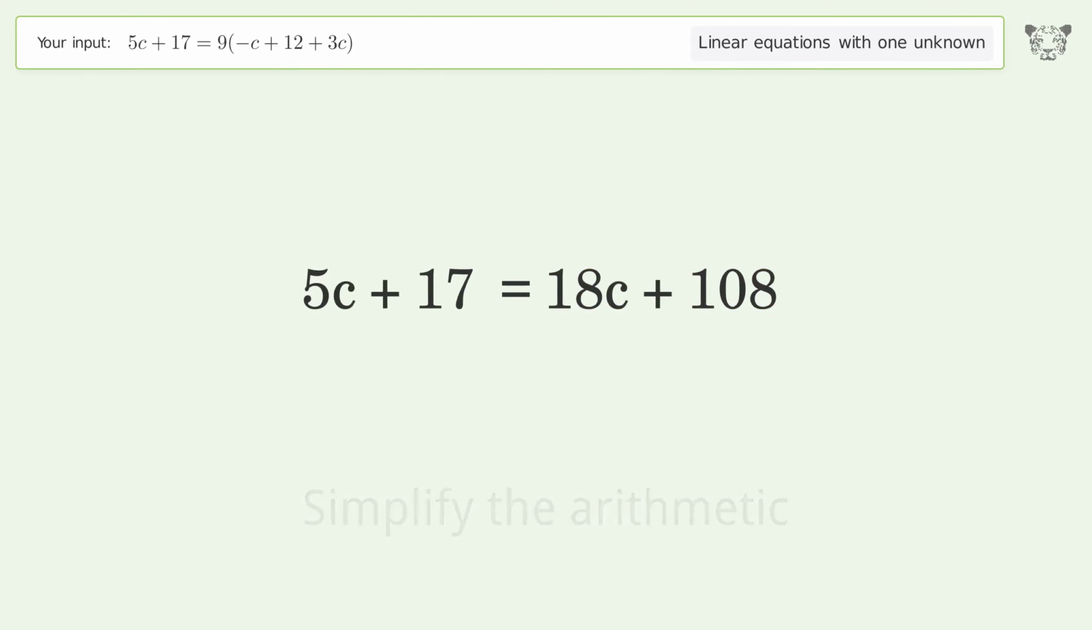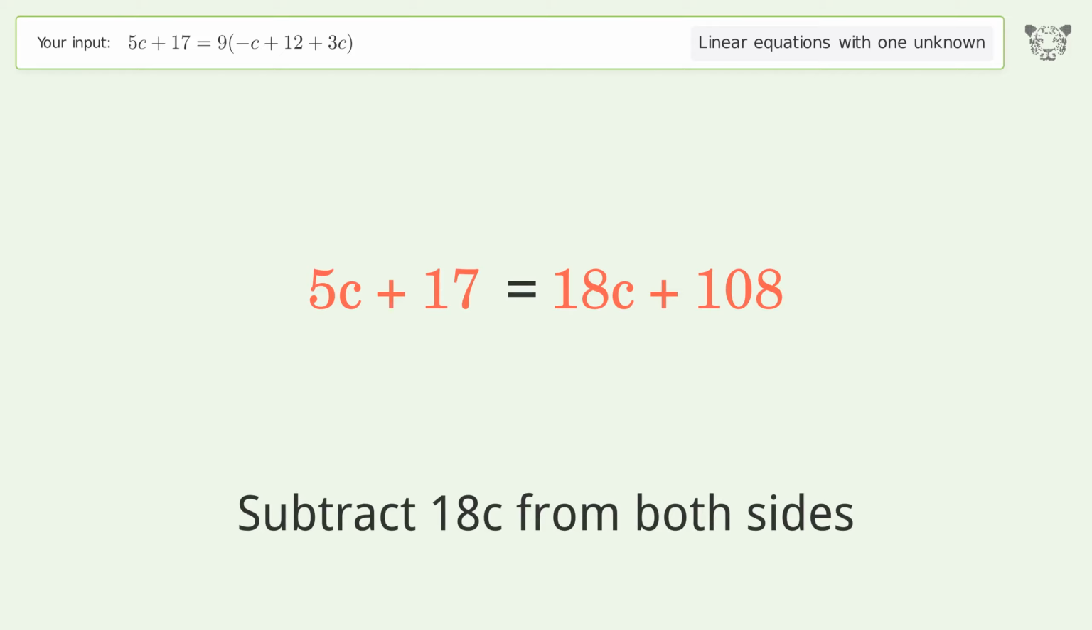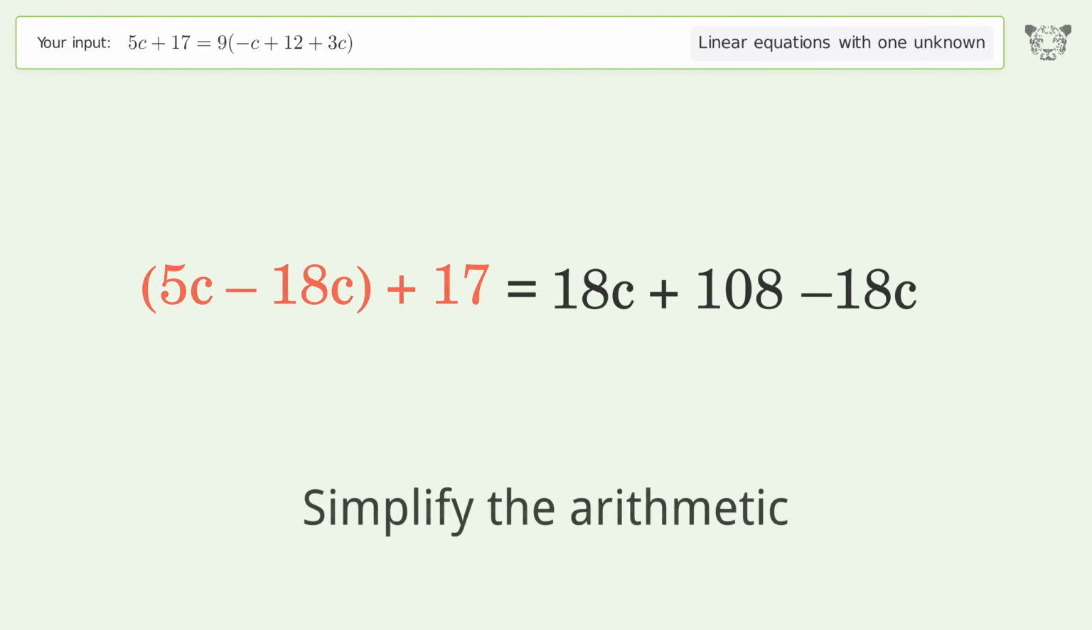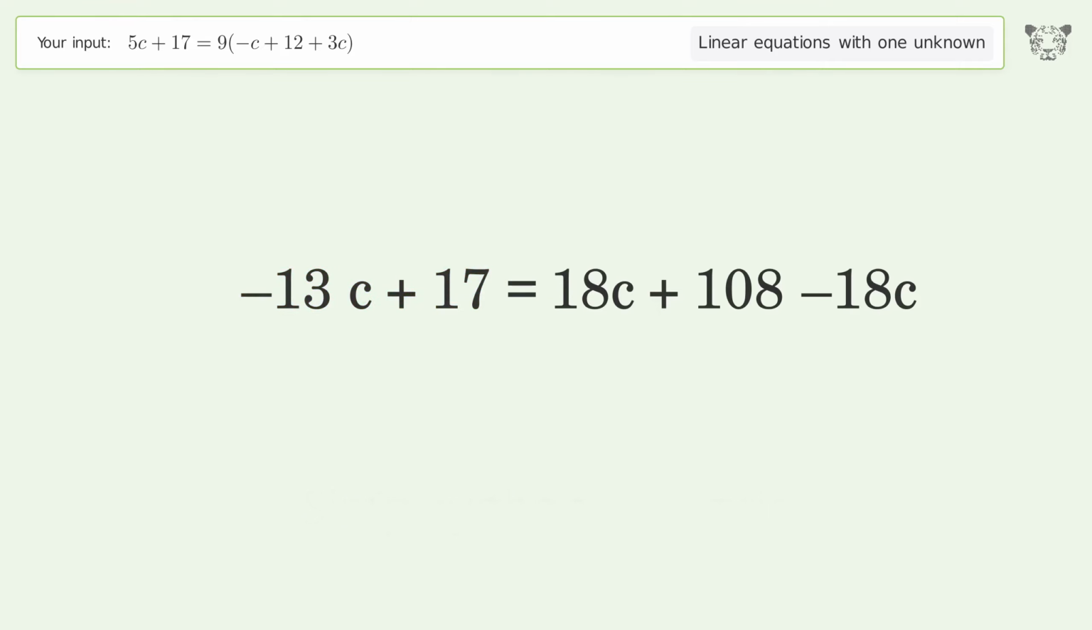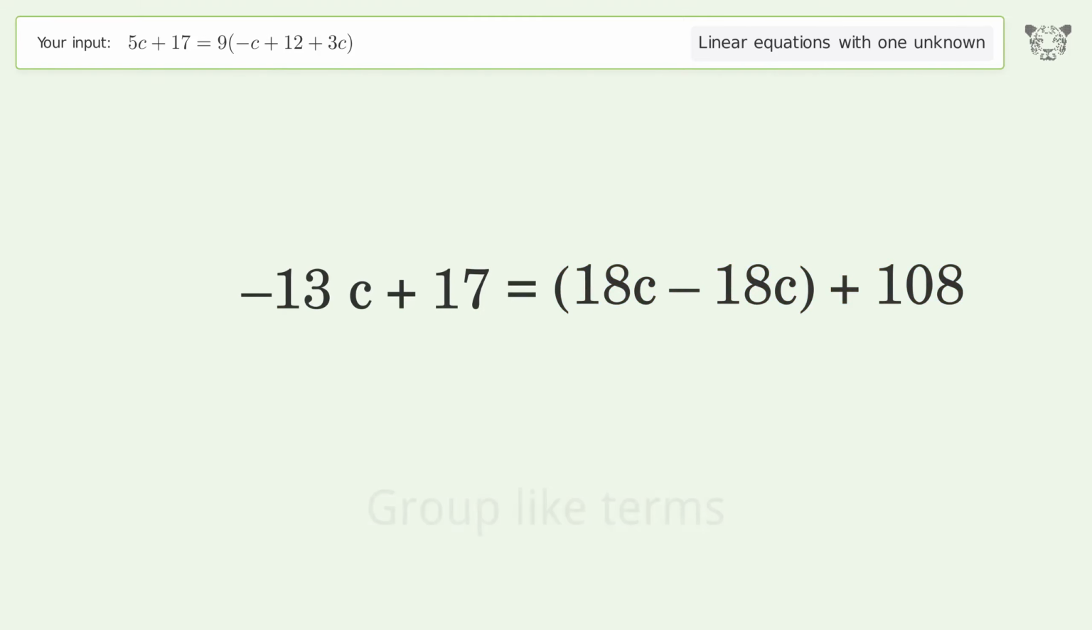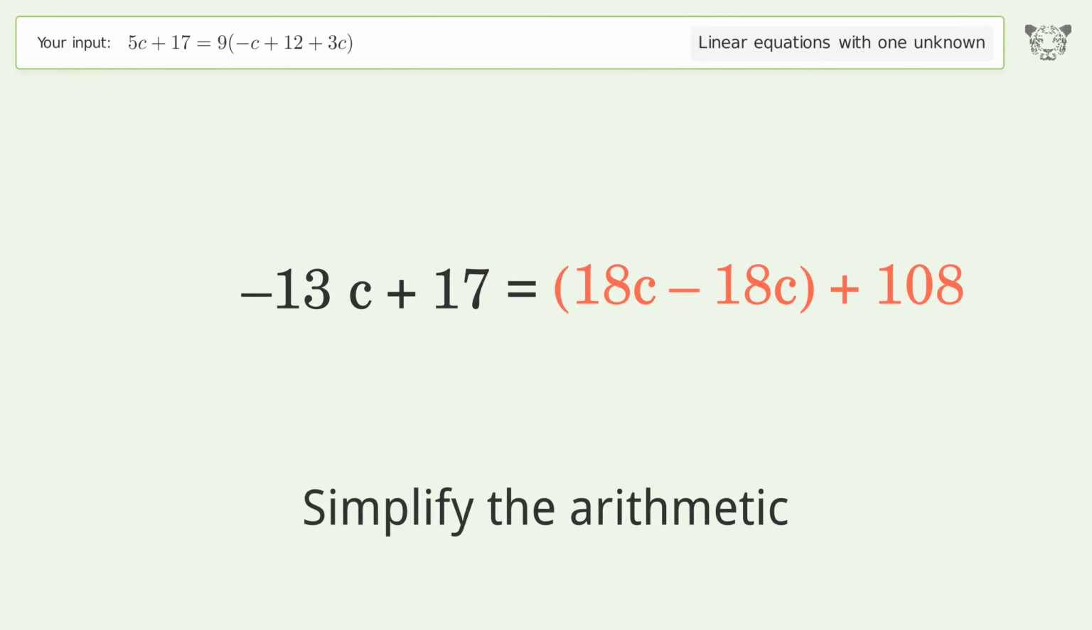Group all c terms on the left side of the equation. Subtract 18c from both sides. Group like terms. Simplify the arithmetic. Group like terms. Simplify the arithmetic.